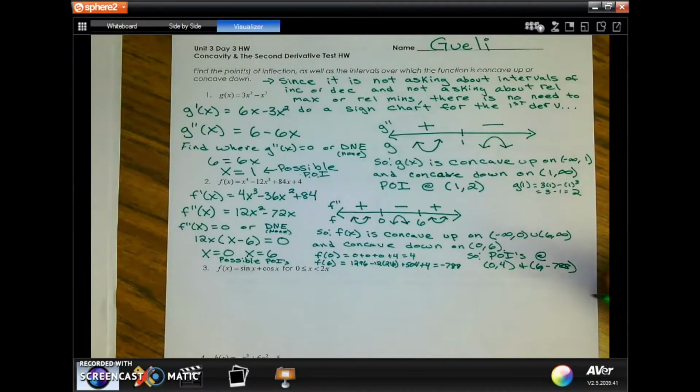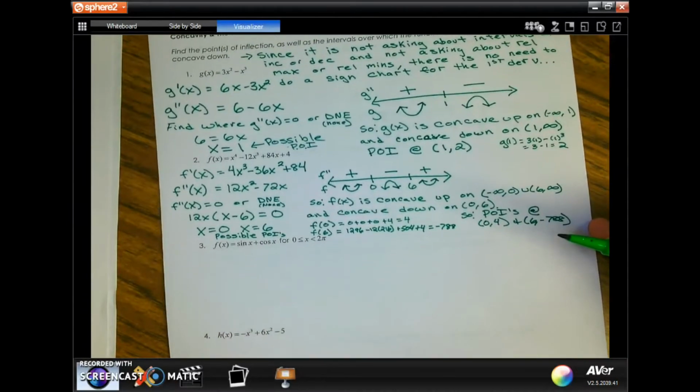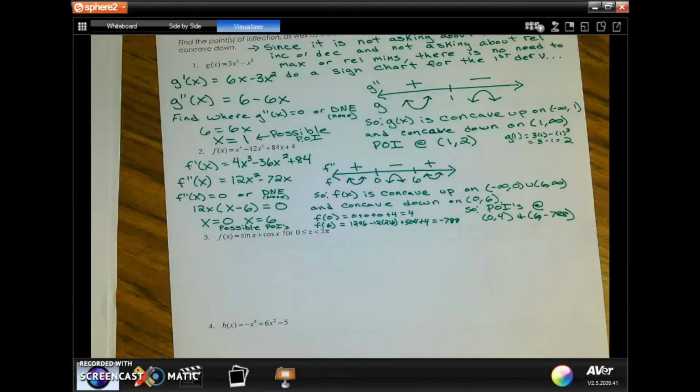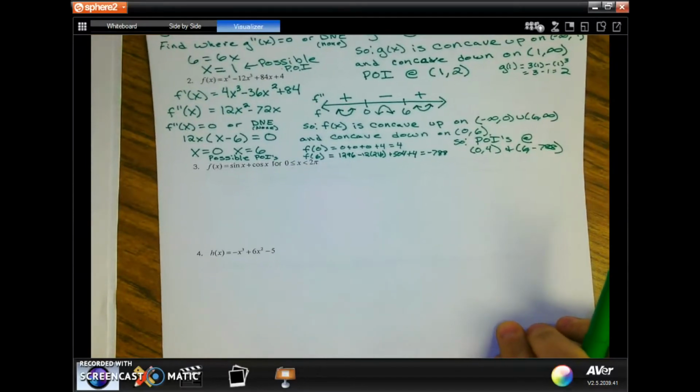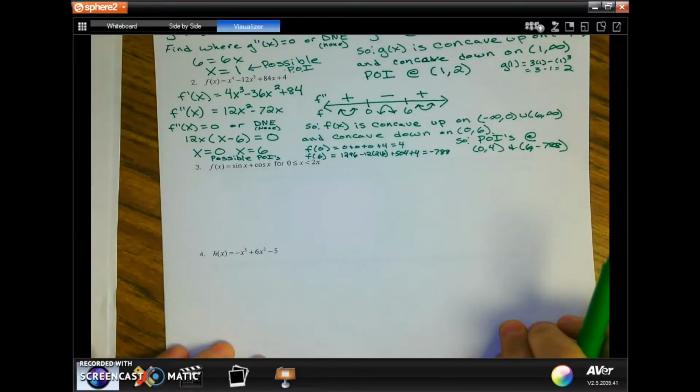So what we want to do here, kind of scooch this up a little bit. Okay, so for this first example, it's dealing with trig. So again, we have an interval there. We are only asked in the directions to find the point or points of inflection as well as the intervals over which it's concave up or concave down. So it is not asking us about intervals of increasing and decreasing, and because it's not asking us about those, then I can just go right to the second derivative.